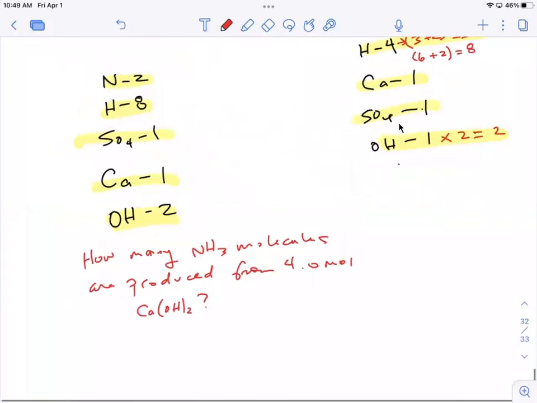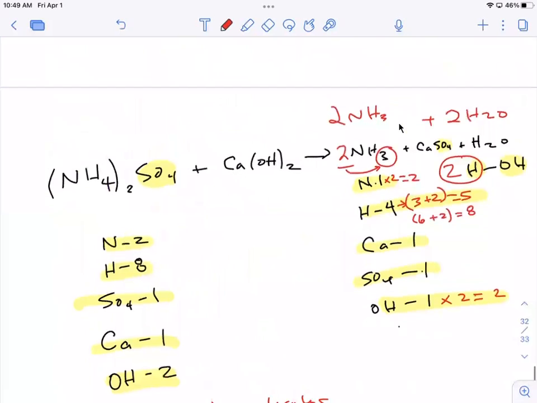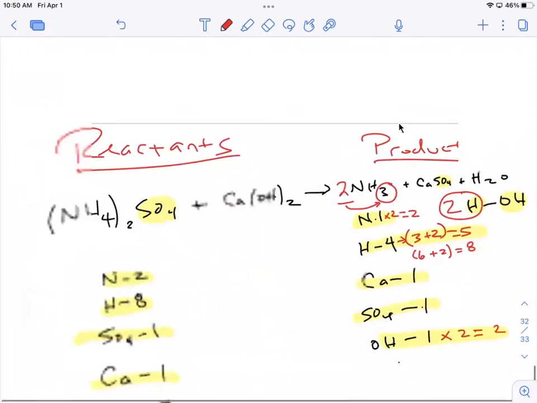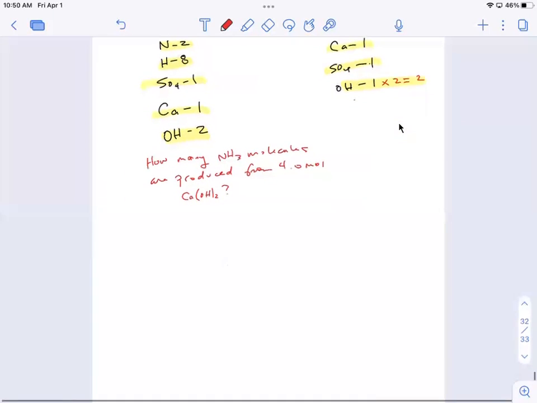Because calcium hydroxide is one of our reactants, right? Remember, on the left side of the arrow, that's reactants. And when the reactants get together, they produce products. On the other side of the arrow, these are my products. I'm gonna just erase that. All right. So now, here's the question. How many molecules? Notice it didn't say moles, it said molecules.